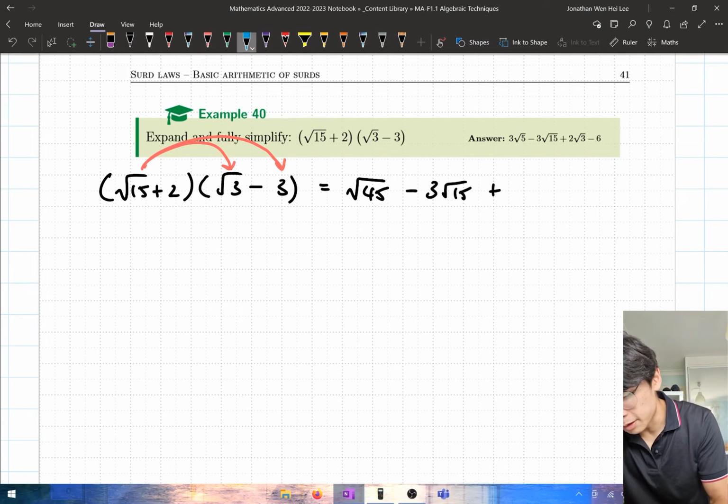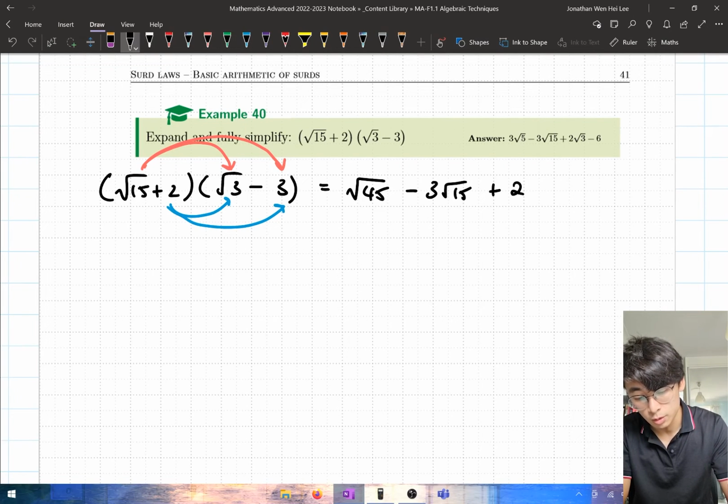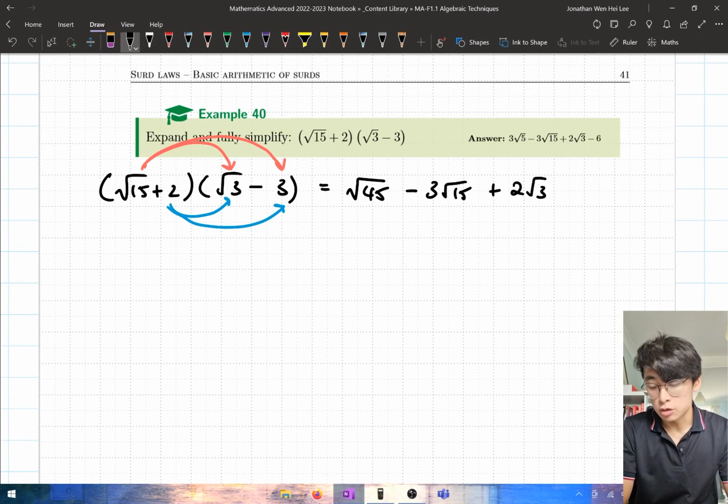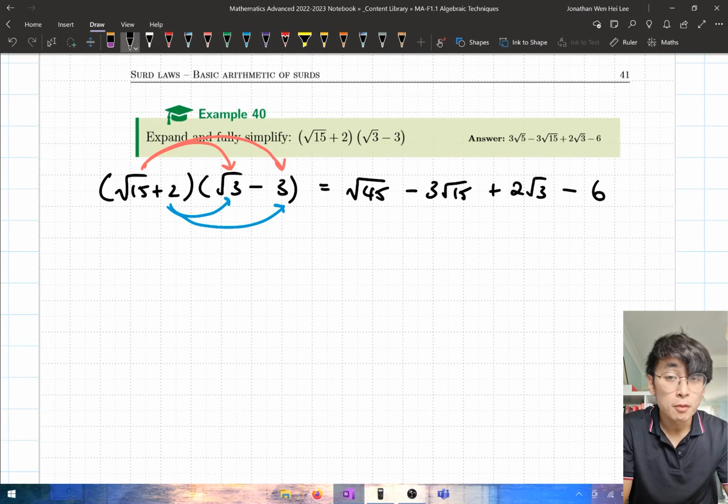So I want to do the same thing for my second term inside my bracket. So here I've got the 2, and I multiply with all the terms there. So the next term is just going to be 2 square root 3, because I do the 2 times the square root 3, and I've also got the minus 3, so it's going to be minus 2 times 3, which is 6.